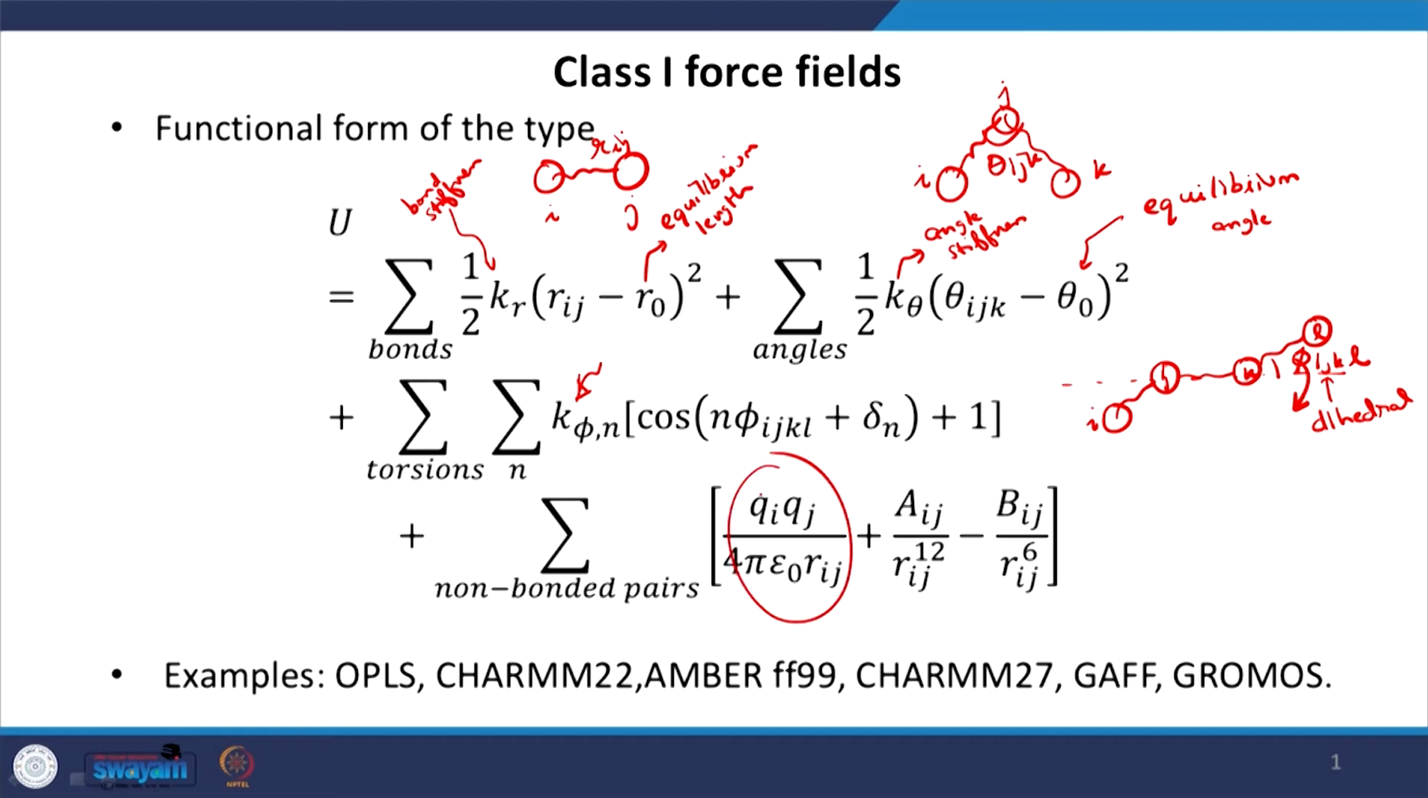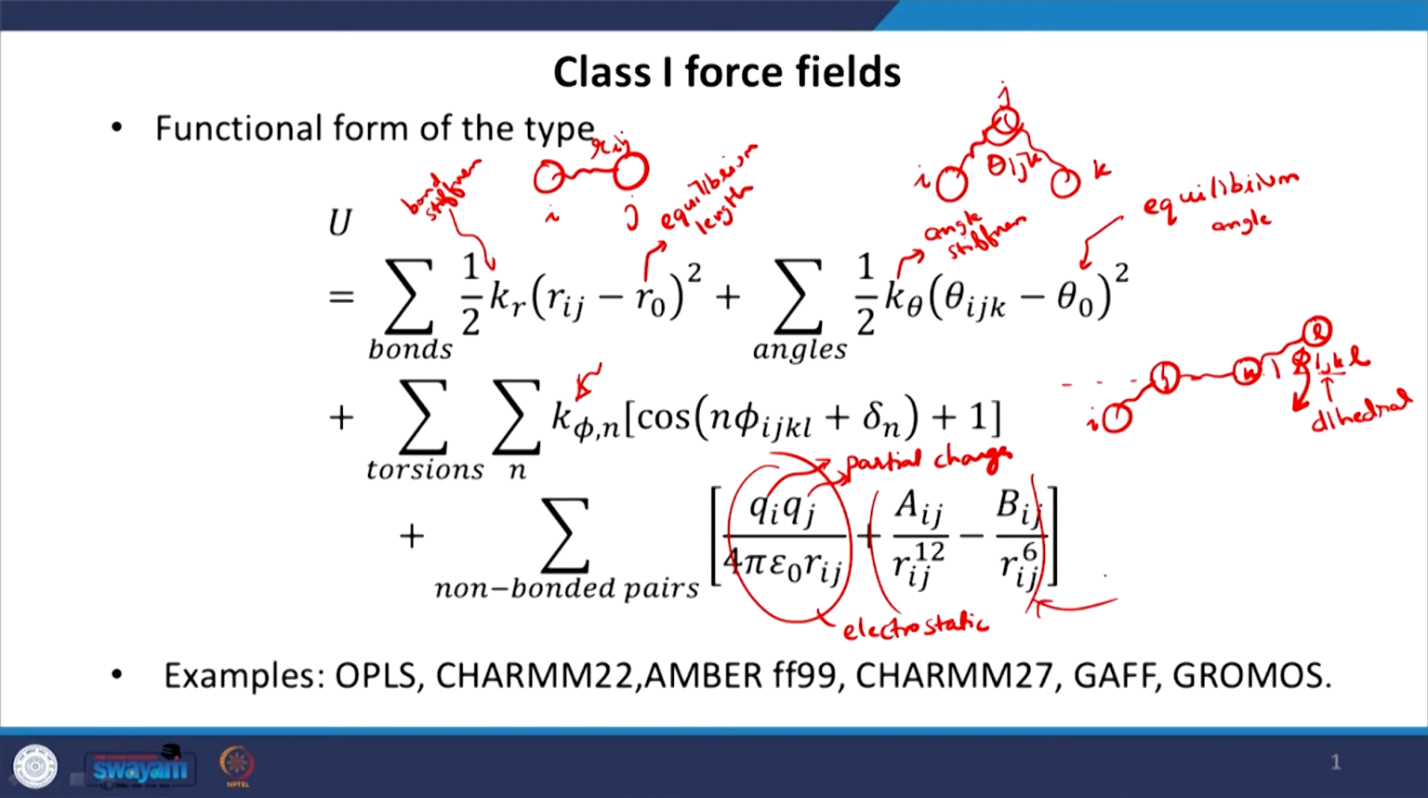In there you can have electrostatic interactions, where Qi and Qj are the partial charges on the atoms. I want to emphasize again that this is not the actual charge. Even if a molecule is neutral, the atoms may have a partial charge. And then we may have some other form of short range potential.